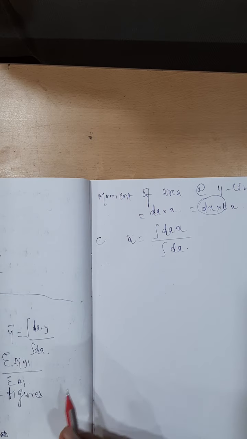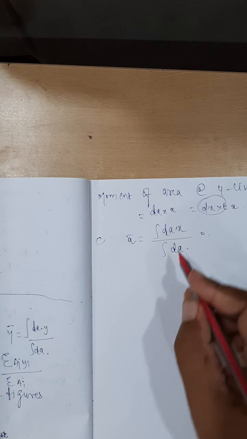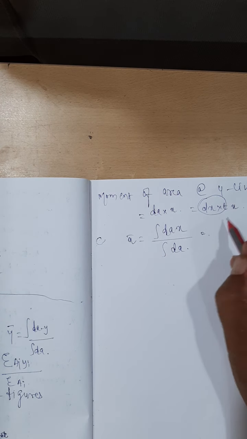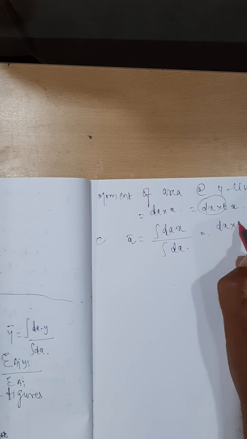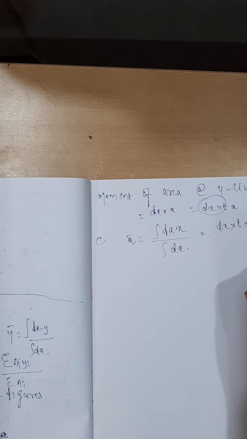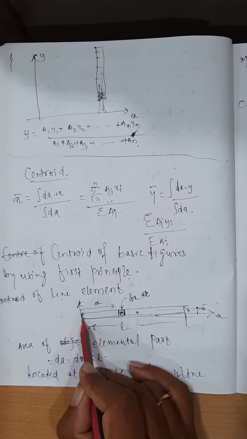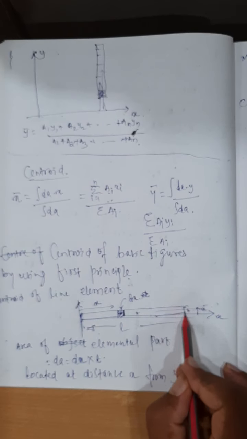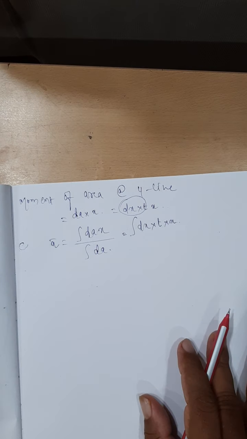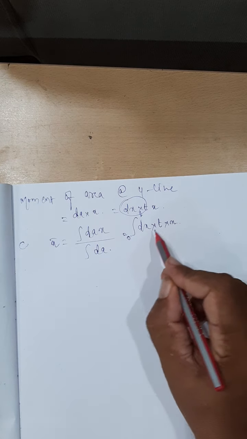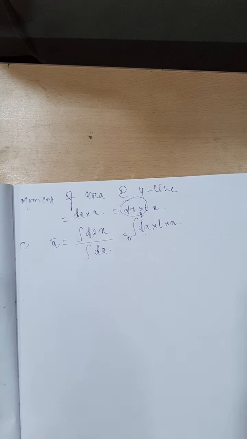Just see here, the integral of dA times x. What is the area of the small elemental part? It is dx times t. To cover the whole area, we need to move this x from x equal to 0 to x equal to L. Therefore, the integration becomes 0 to L, dx times t times x.